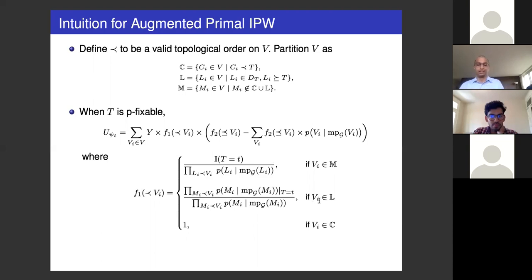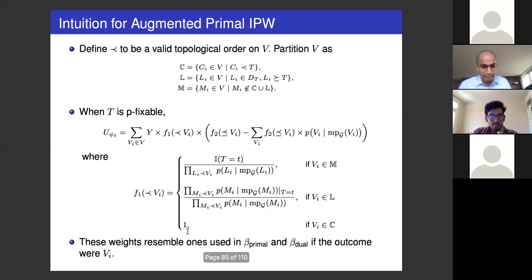If the vertex is in L, it turns out F1 is essentially the dual weights, as if you had treated V_i as the outcome again. And if V_i is in C, F1 is just 1, because if you're interested in the effect of the treatment on something that's pre-treatment, it's just going to be the thing itself, right? So it makes sense that the weights are just 1. Okay, so this is just saying that these weights resemble the ones that we've used in beta primal and beta dual if the outcome is V_i.